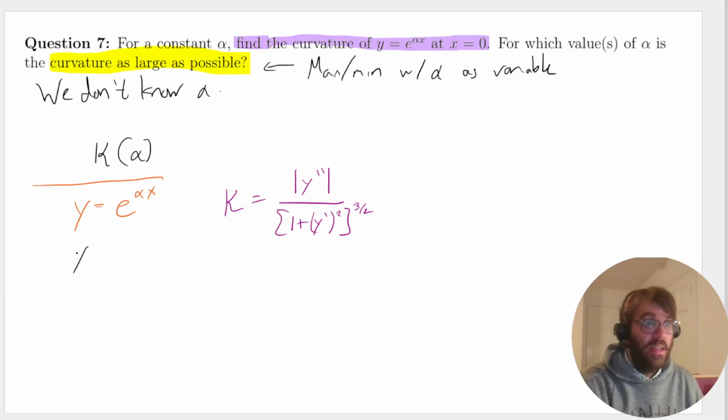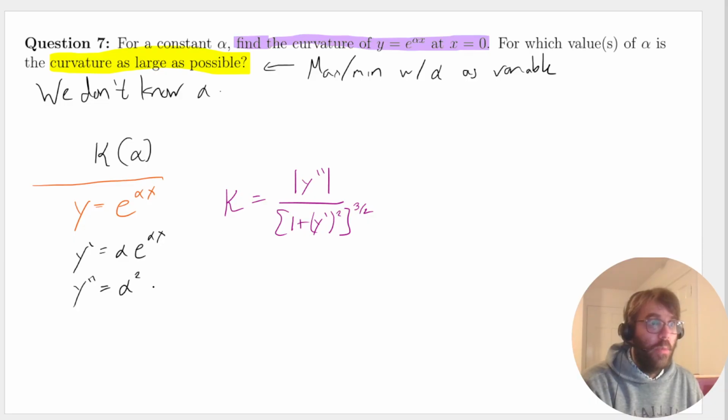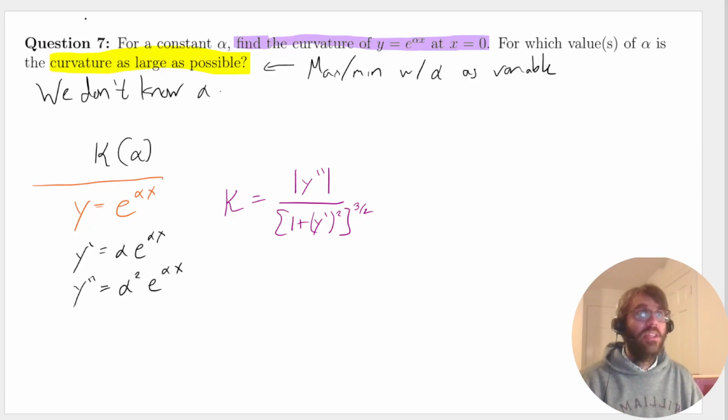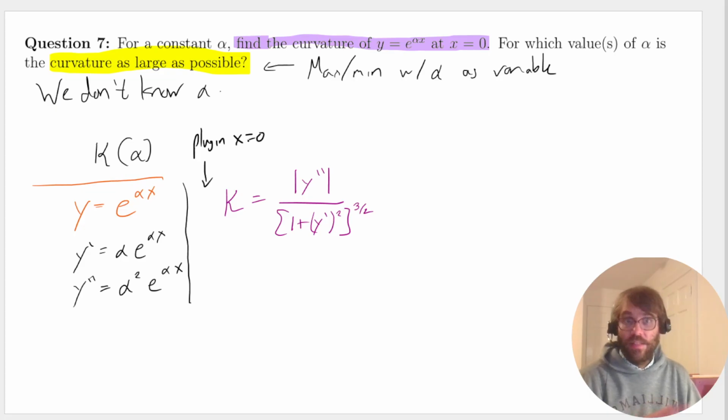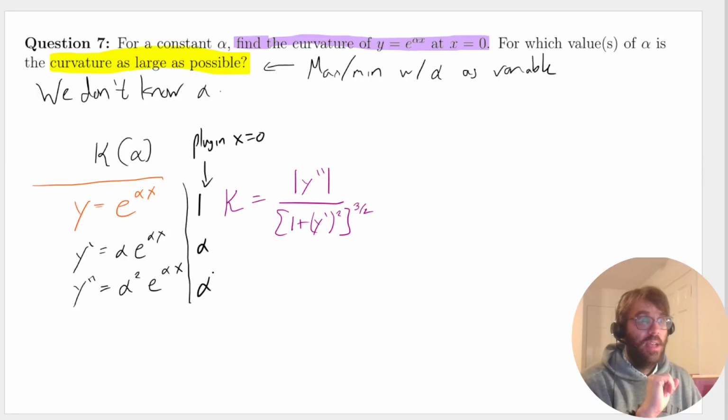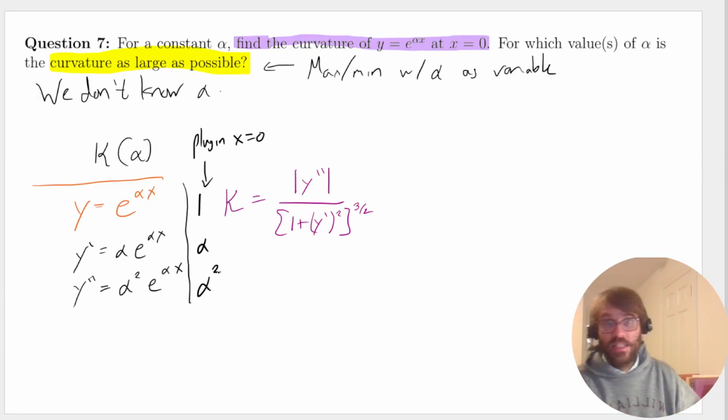Now you'll notice that I need y prime out of this. That is a chain rule derivative, or a generalized exponential rule. We need y double prime, which is alpha squared e to the alpha x. And then I'm going to create myself a little column here, and I'm going to plug in x equals 0, because at this point we've taken the derivatives, we can plug in x equals 0. y is 1, y prime is alpha, y double prime is alpha squared, because e to the 0 is 1.